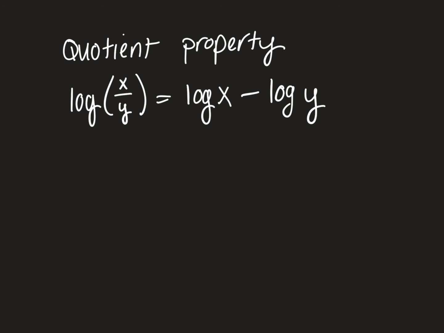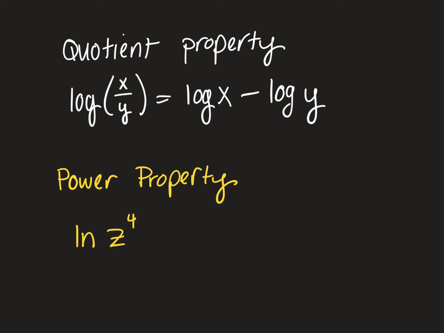The other property we're going to use a lot of right now is the power property. So again, this works for logs, natural logs, whatever. Anytime you have an exponent, you can take that exponent out and it will multiply to the front of your logarithm. So it's going to come down here. So it's going to become 4 times ln of z. So exponents move to the front.